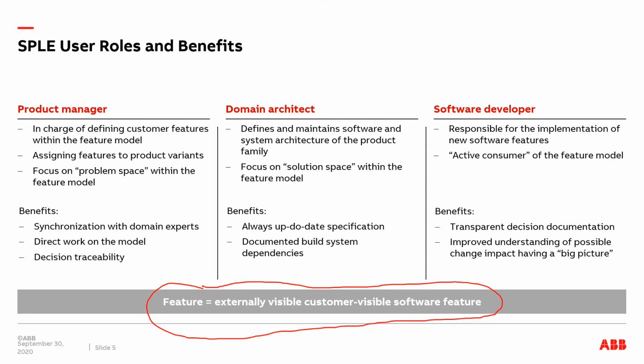On the other hand, we have a domain architect who is in charge of planning the implementation of the feature. He works on the solution space of the feature model, and makes sure that the features included by the product manager are matched to the software architecture. The third role is the software developer, who is the so-called active consumer of the feature model. He is interested in understanding the decisions. He wants to have the big picture and understand why a particular feature is mapped to a particular variant.